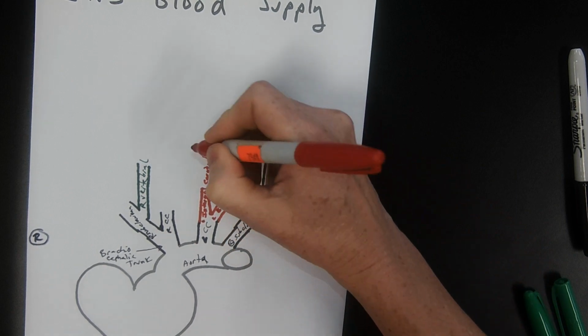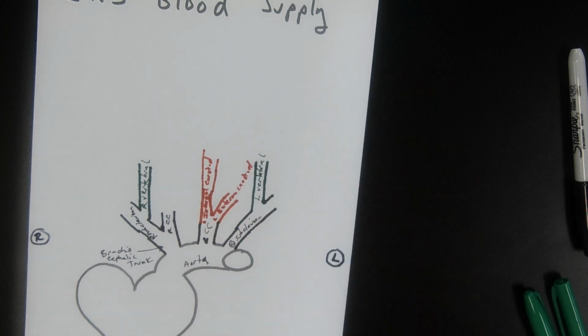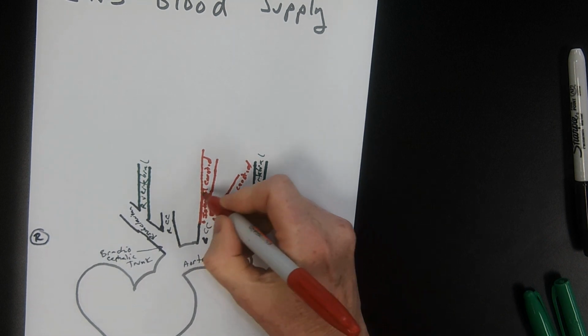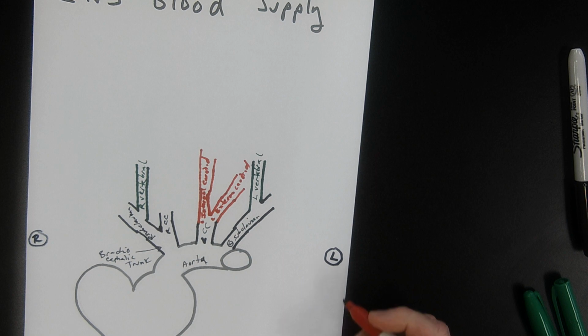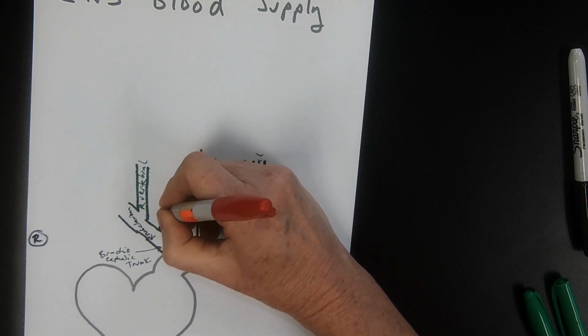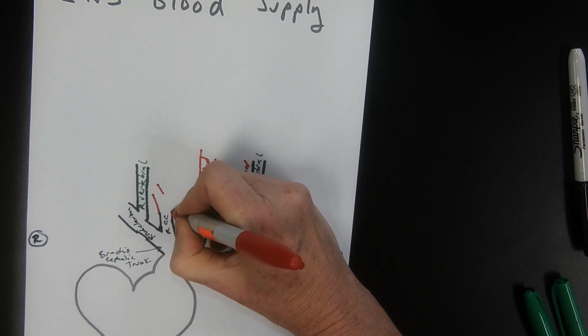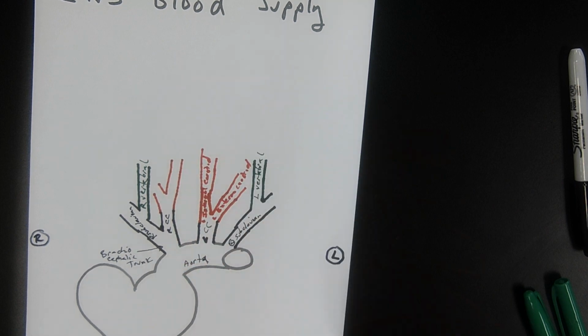Is it the internal or external carotid that supplies the anterior part of the brain with blood? Does anybody remember? Internal, good, awesome. And again, this is external carotid and then internal carotid. So the internal carotid is just going to come straight up. Same thing happens on the right side. Okay, you have split into common carotid, into internal carotid, and external carotid.